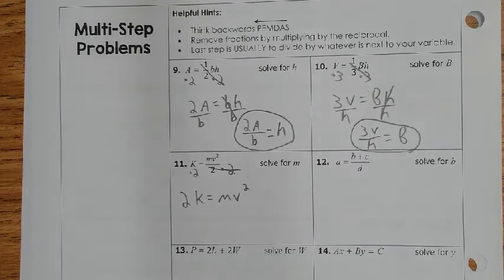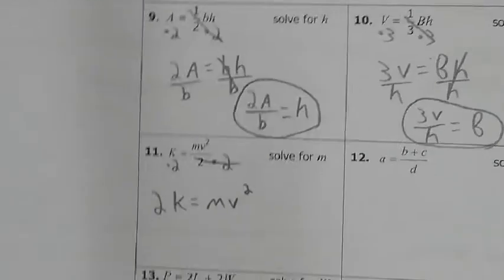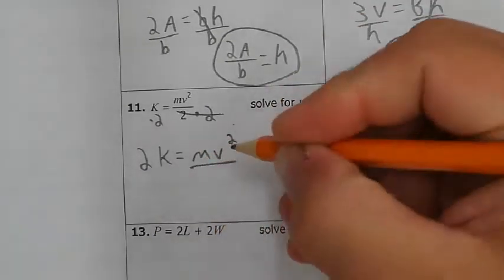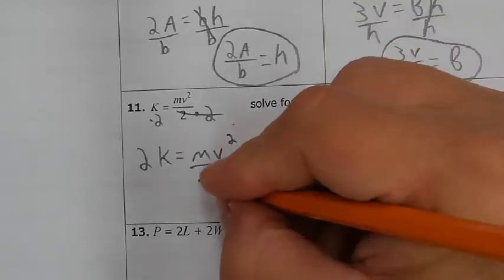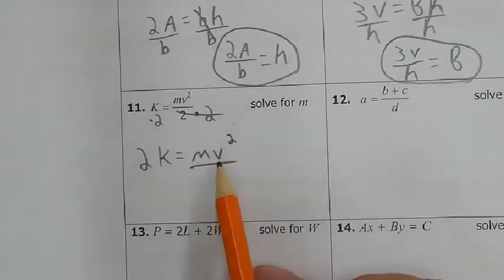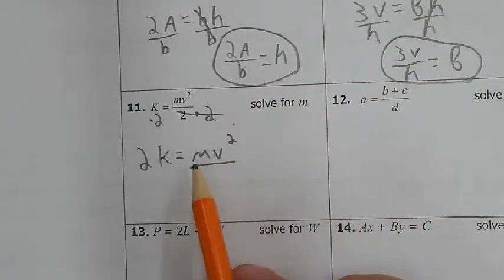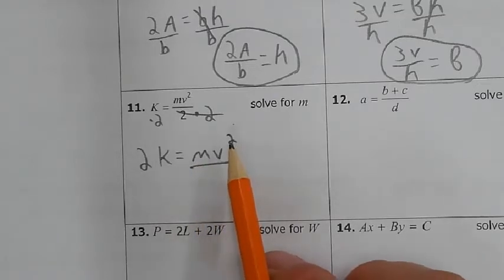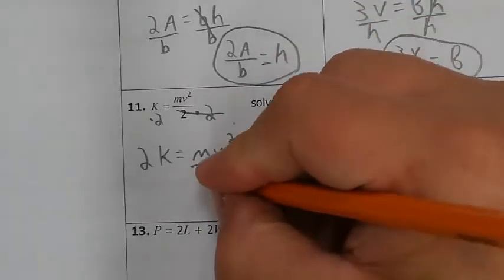So this problem, anybody got a guess on how we're going to get the m by itself? Divide by v. But what's with the v? You've got to say square root. No, we're not trying to get the v by itself, we're trying to get the m by itself. Since the v is squared, you just move the whole v squared. You don't have to find the square root on this one.